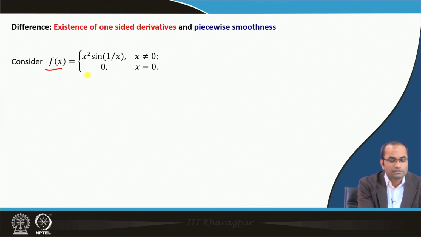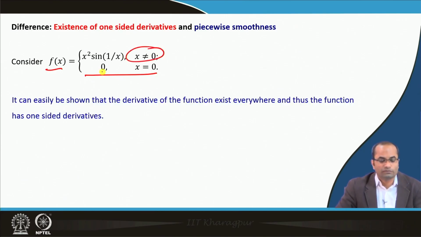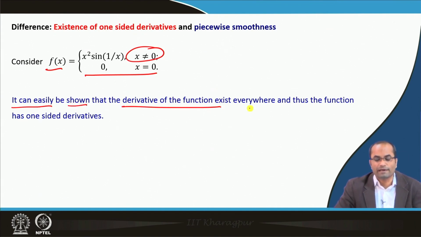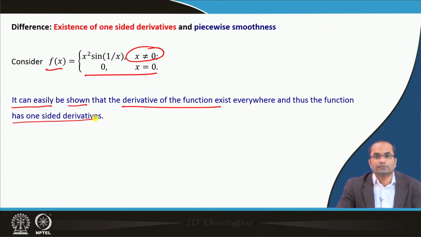So, if we consider for instance this example, x square sin 1 over x when x is not equal to 0, and 0 otherwise, in that case we can easily show that the derivative of the function exists everywhere, and thus the function has one sided derivatives. See, if the function has the derivative everywhere, definitely it has the left hand and the right hand derivative, because that is also the definition. If the left hand derivative exists, right hand derivative exists, and they are equal, then the derivative exists.